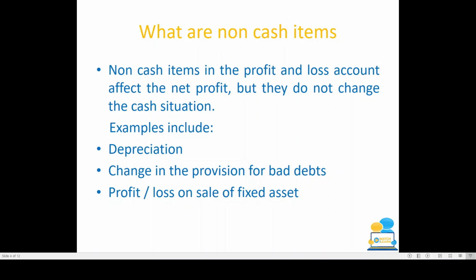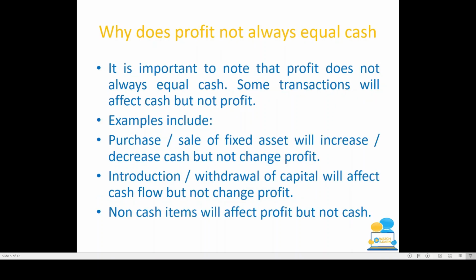The change in the provision for bad debts is a non-cash item. Again, it changes over time based on debtors. It's usually a percentage of debtors, but again, you don't physically pay it over to anybody. And profit and loss on sale of fixed assets is also a non-cash item.